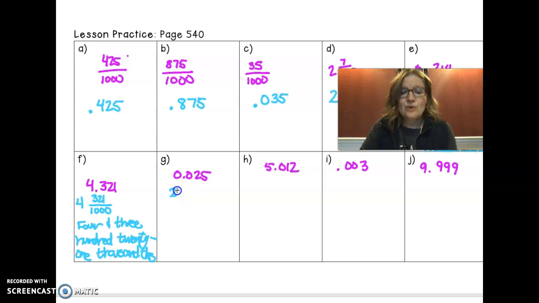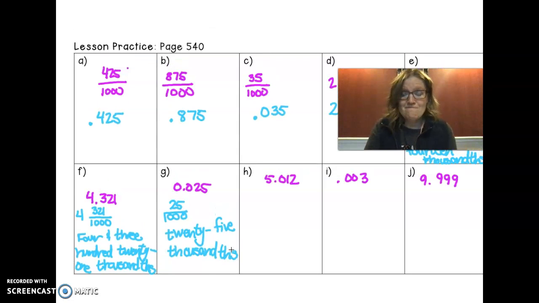You think, write the number, then look at the fraction. We know that we're going to have 3 zeros and a 1, so 25 thousandths. So let's write that. 25 thousandths. And I just think thousandths. Don't forget on that, okay?